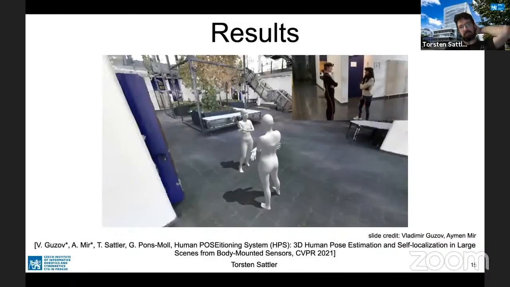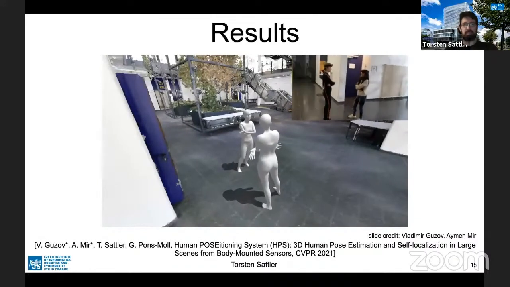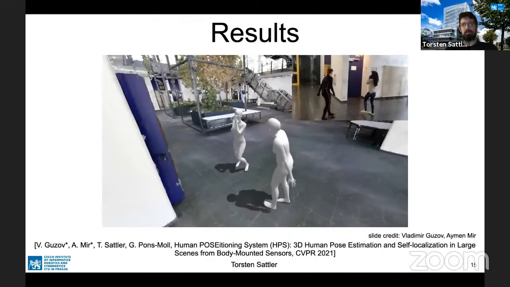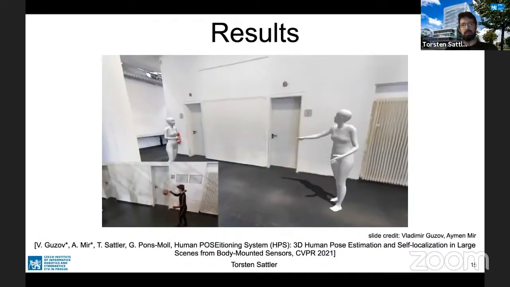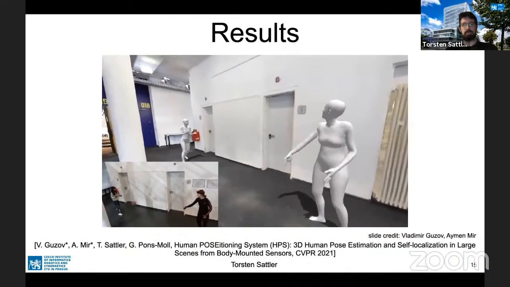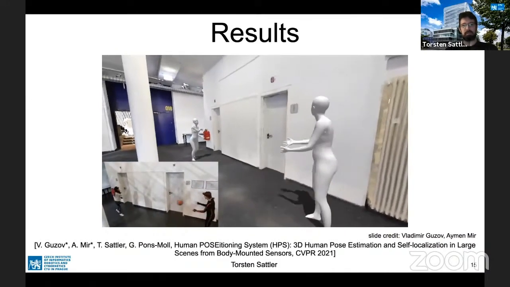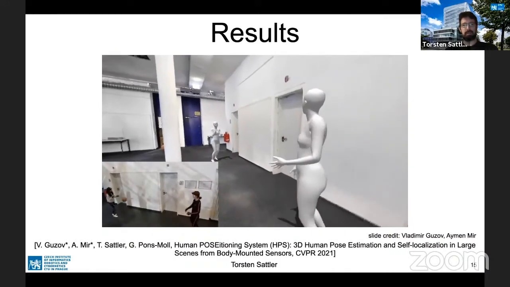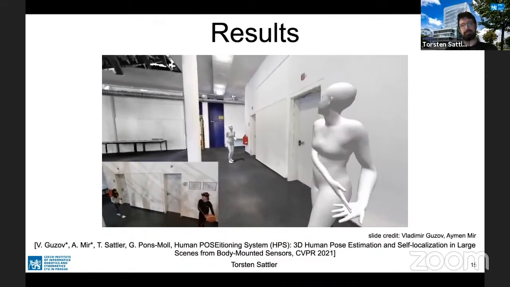And since we are estimating the human pose from sensors mounted on the body, we can naturally handle multiple people. So here you see two people playing with a basketball. Both of them have the sensor set up, and then the poses are estimated independently of each other.